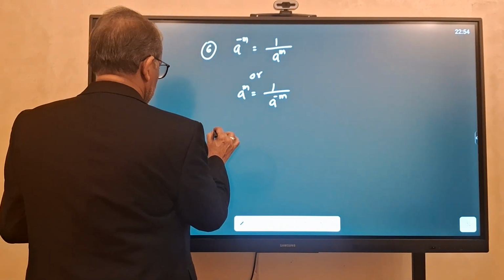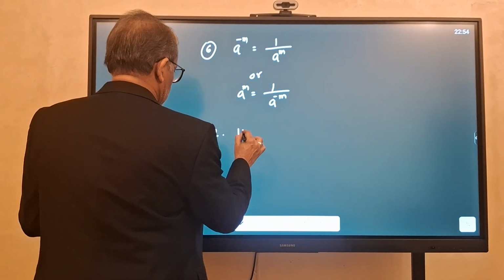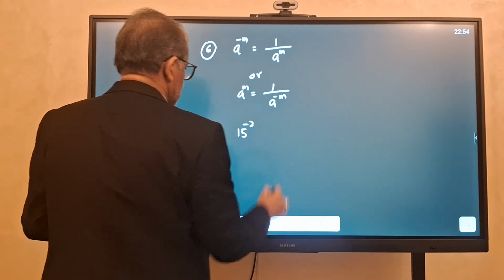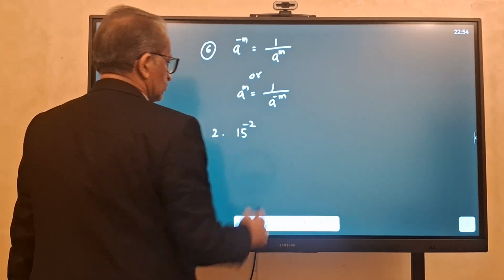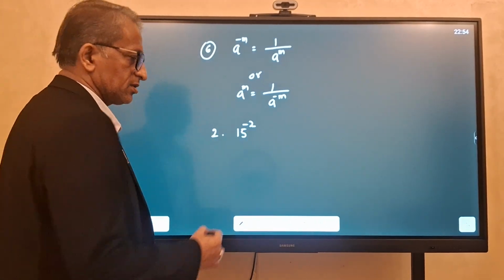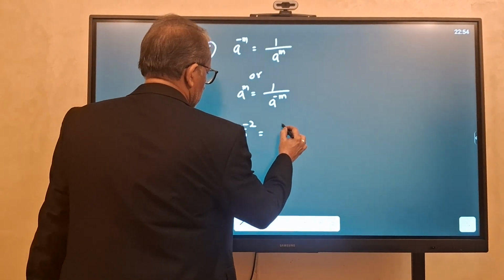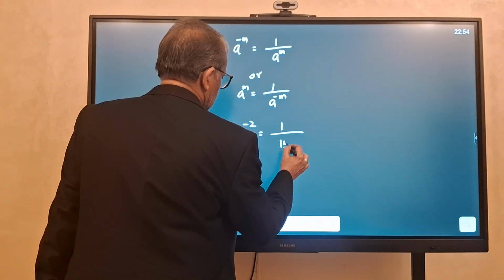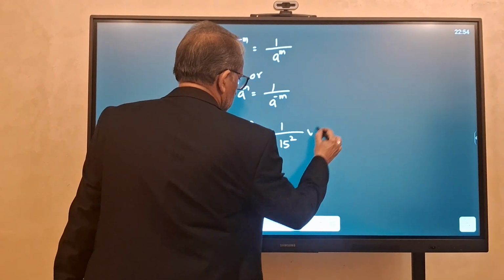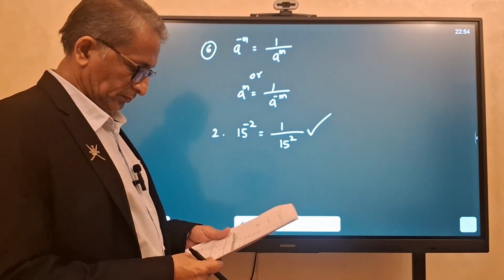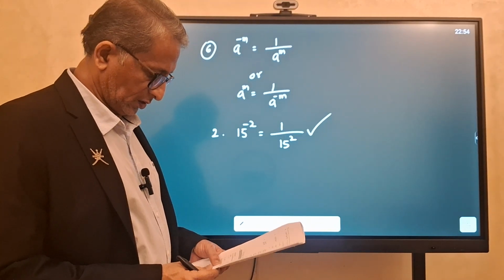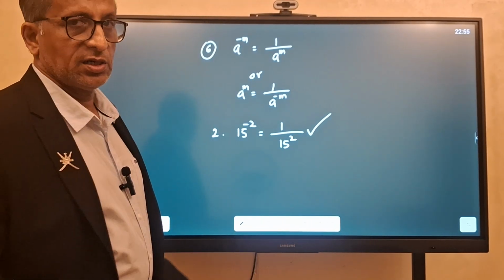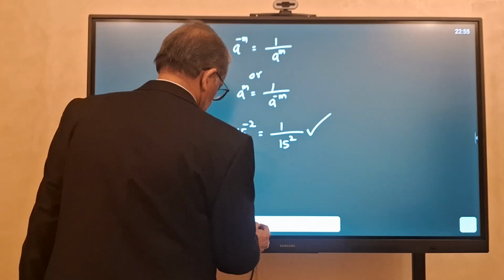this example number 2, 15 to the power minus 2. How do we simplify this? This is nothing but 1 upon 15 to the power 2, the answer. This is law number 6.